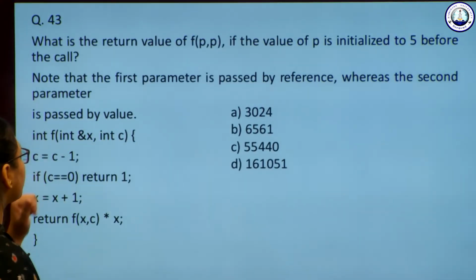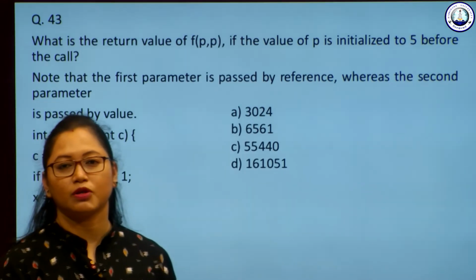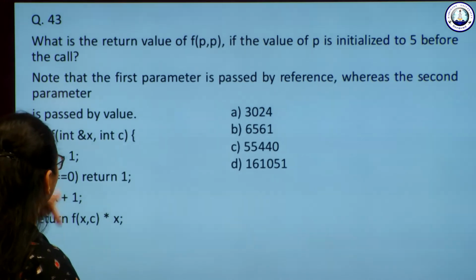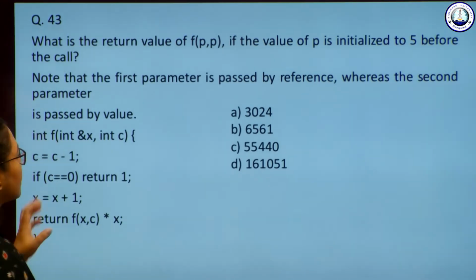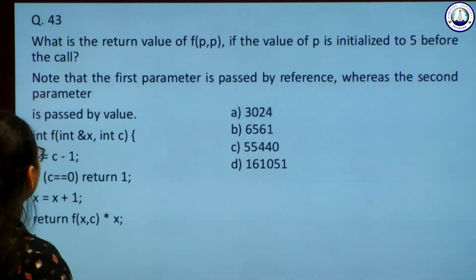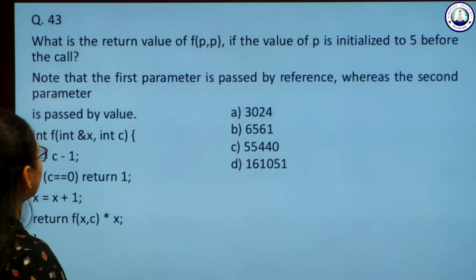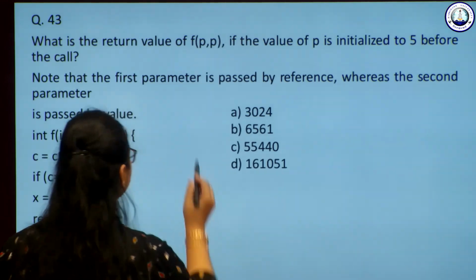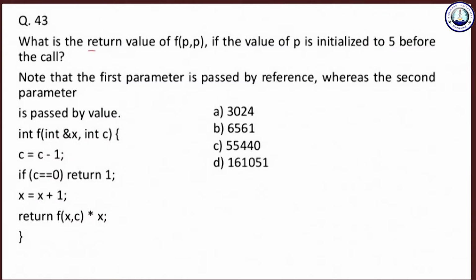This is the question which is asked in GATE 2013. A C program code is given, and we are asked to find out what it returns when we call the function f of p comma p, when p is initialized to 5.